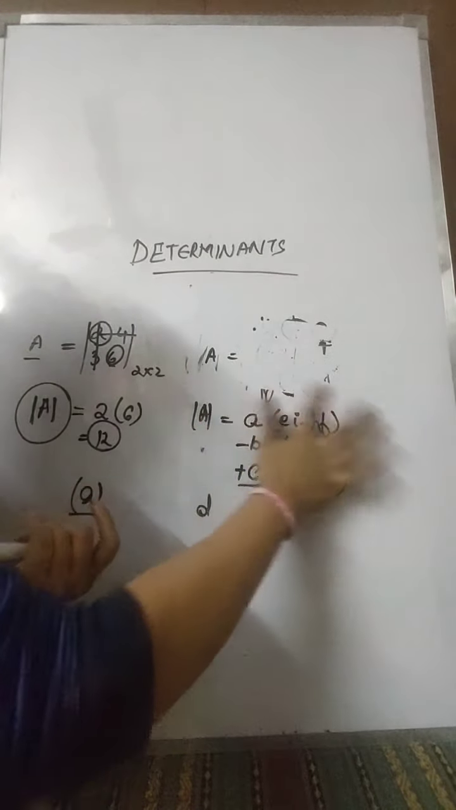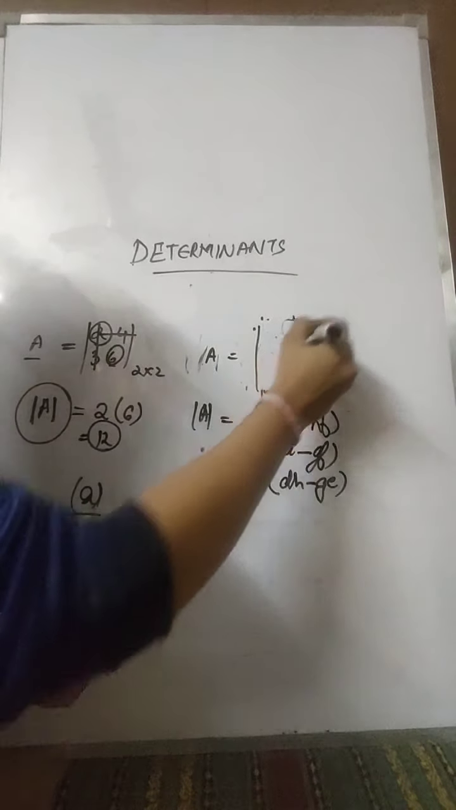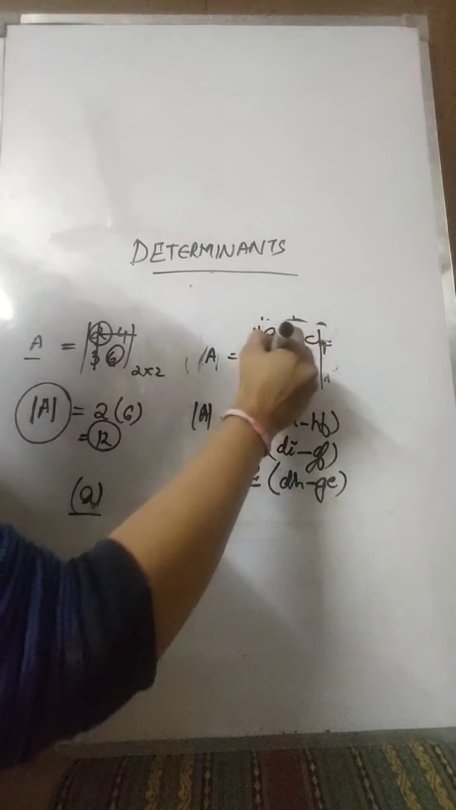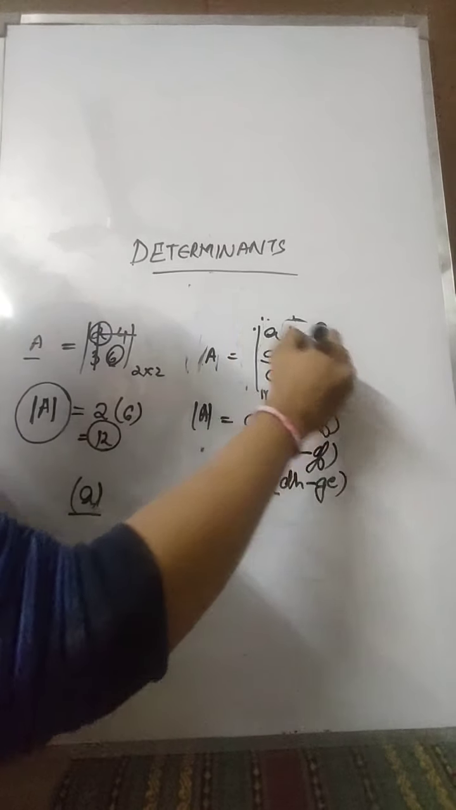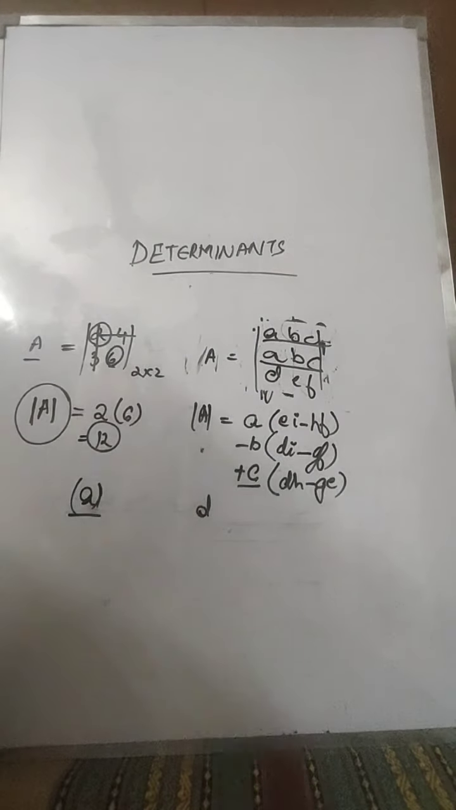Okay, then third property: if you have any two rows the same, for example, if I have A, B, C and A, B, C and D, E, F, these two rows are identical, right? So my determinant value will be 0 here.